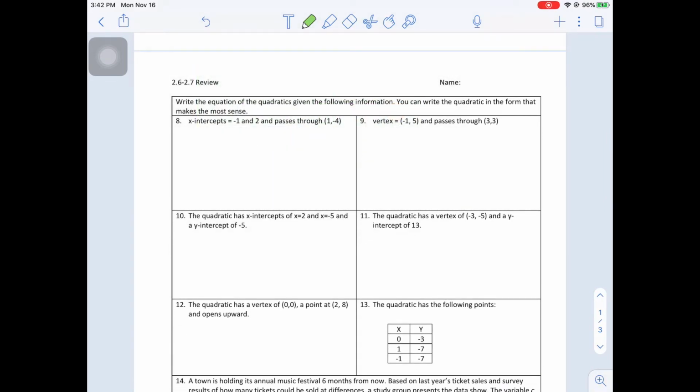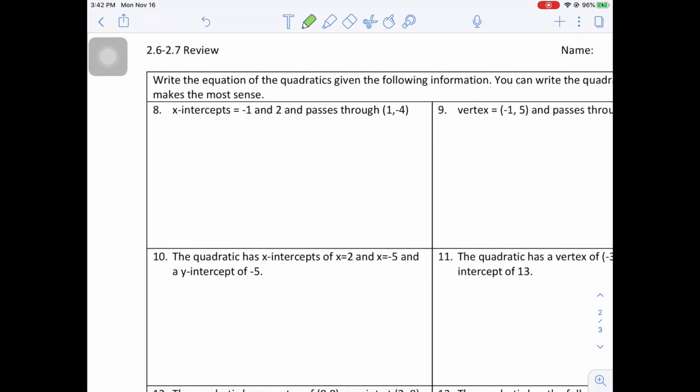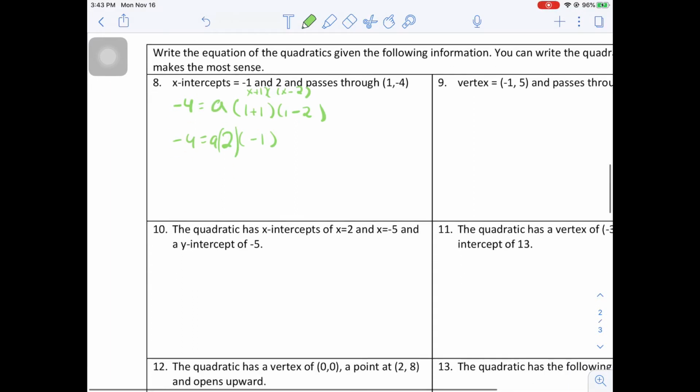Moving on to number 8, it says write the equation of the quadratic given the following information. So it says the x-intercepts are negative 1 and 2, and it passes through (1, -4). Okay, so let's plug in everything we know, right? We know that negative 4 is a y value. We know that the factors are x plus 1 and x minus 2. So we can go 1 plus 1 and 1 minus 2. Oops, I forgot my a value. We don't know the a value, so we need to put it in there. So negative 4 is equal to a times 2 times negative 1.